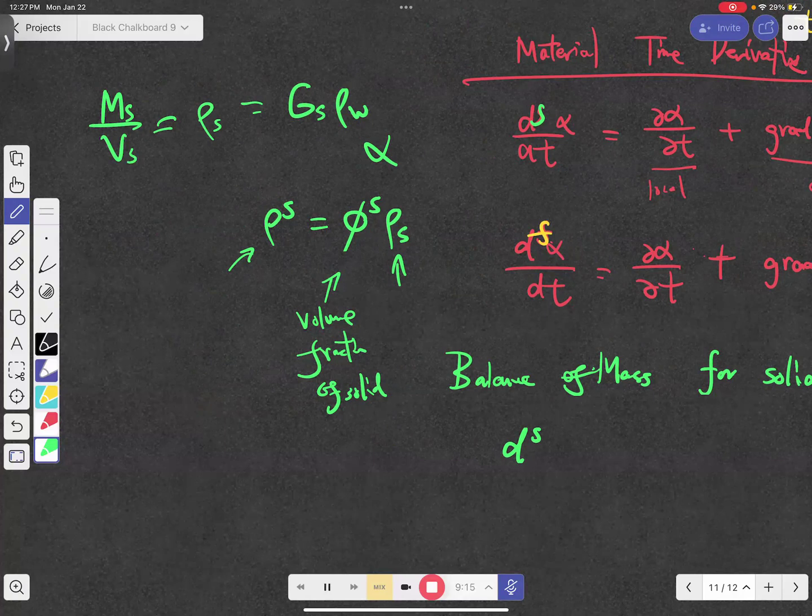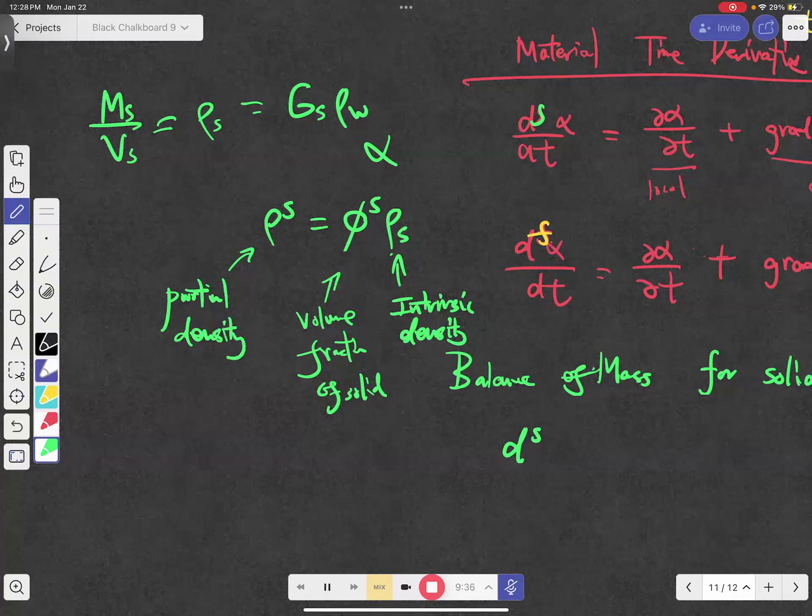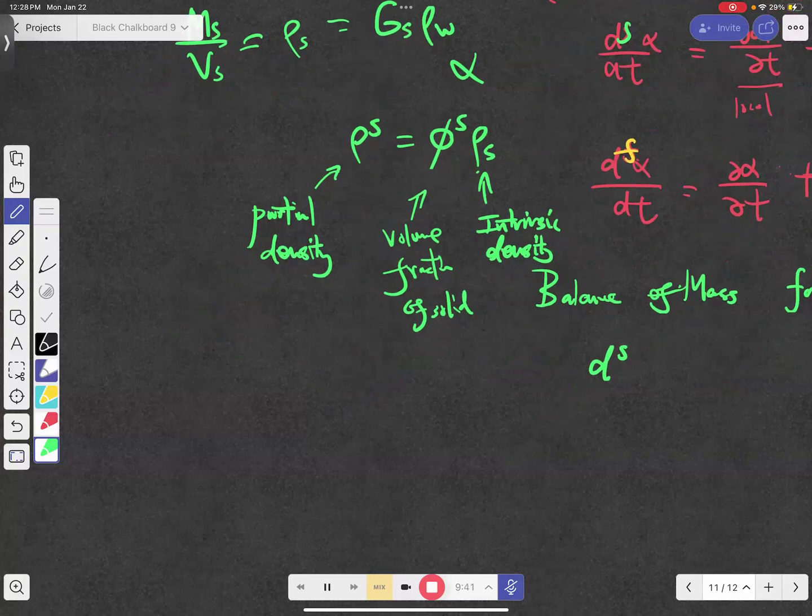Okay. Now, what are these two densities? The first density is actually the intrinsic density. The second one is actually the partial density. So now let me write down the equation. This one is related to Vs, divided by V, the total volume.